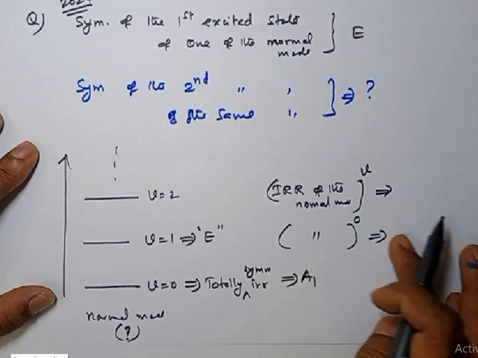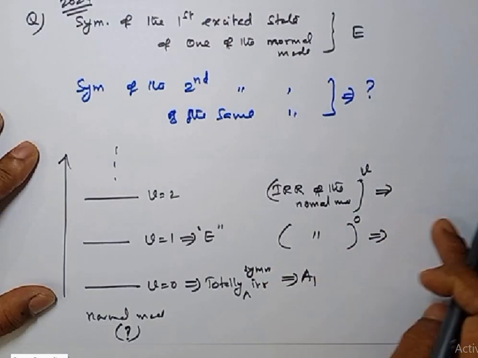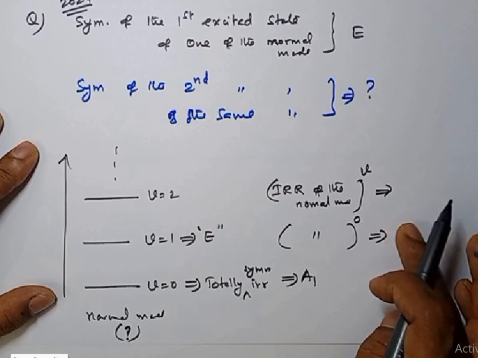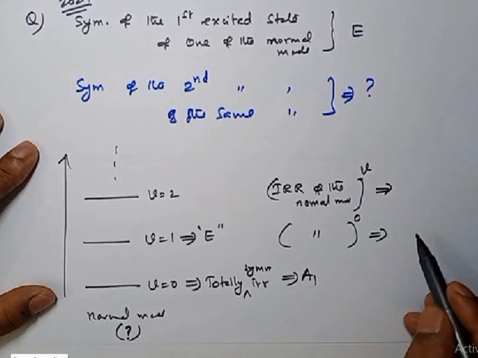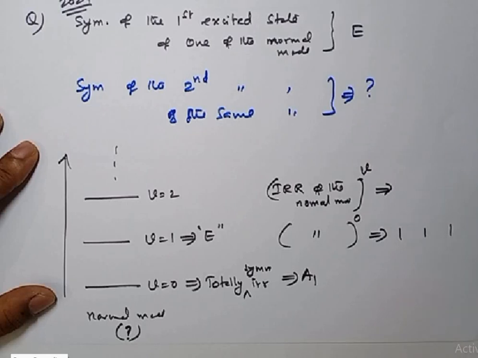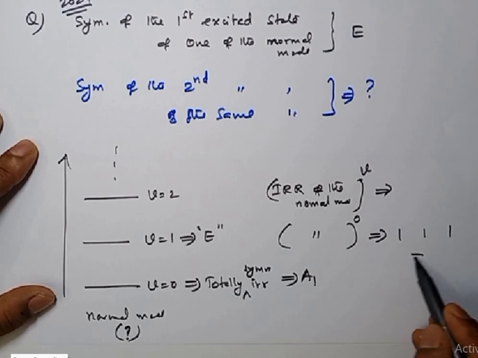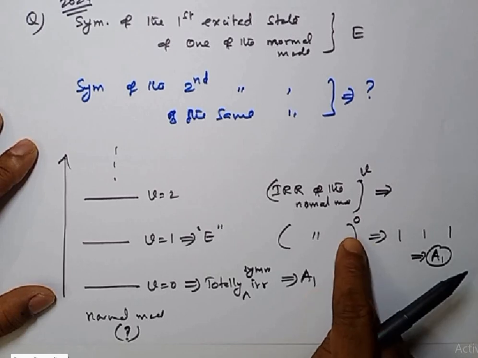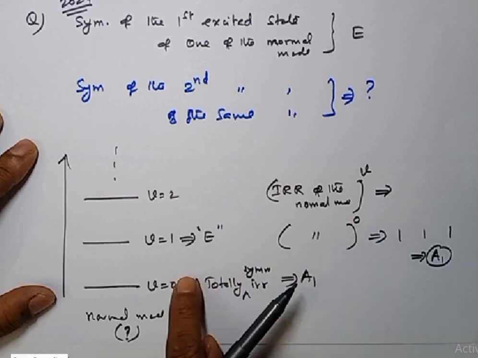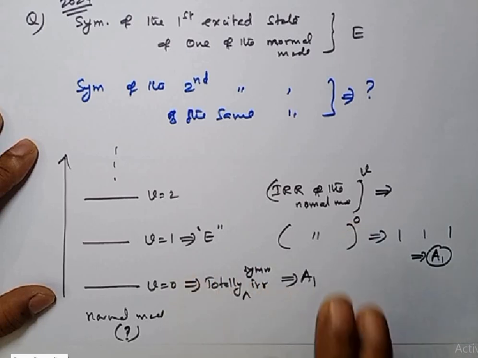Whatever the characters may be, if you put power 0, 2 power 0, anything power 0 is 1. So always I'll get 1, 1, 1. 1, 1, 1 means it should belong to totally symmetric. For C3v point group, totally symmetric is A1. So if we put V equal to 0, I'll get the ground state. The ground state must belong to totally symmetric.